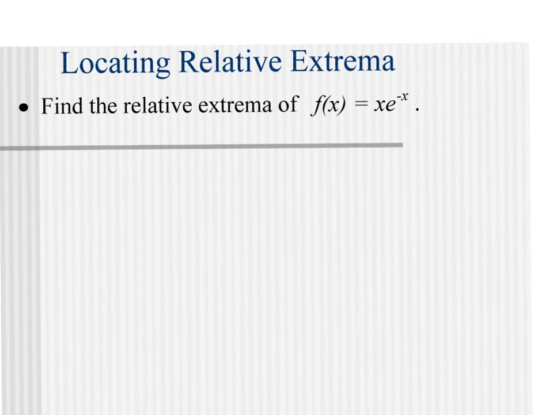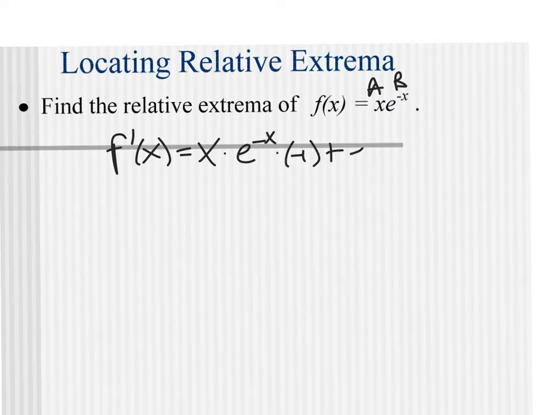So just remember, to find the relative extrema, you need to find f prime of x, which means we need to do the product rule. So a times b: first times the derivative of second. Careful, that is times -1 because it's the derivative of negative x, plus the second times the derivative of the first, which is 1, right? Okay, so we have a lot of our info already.